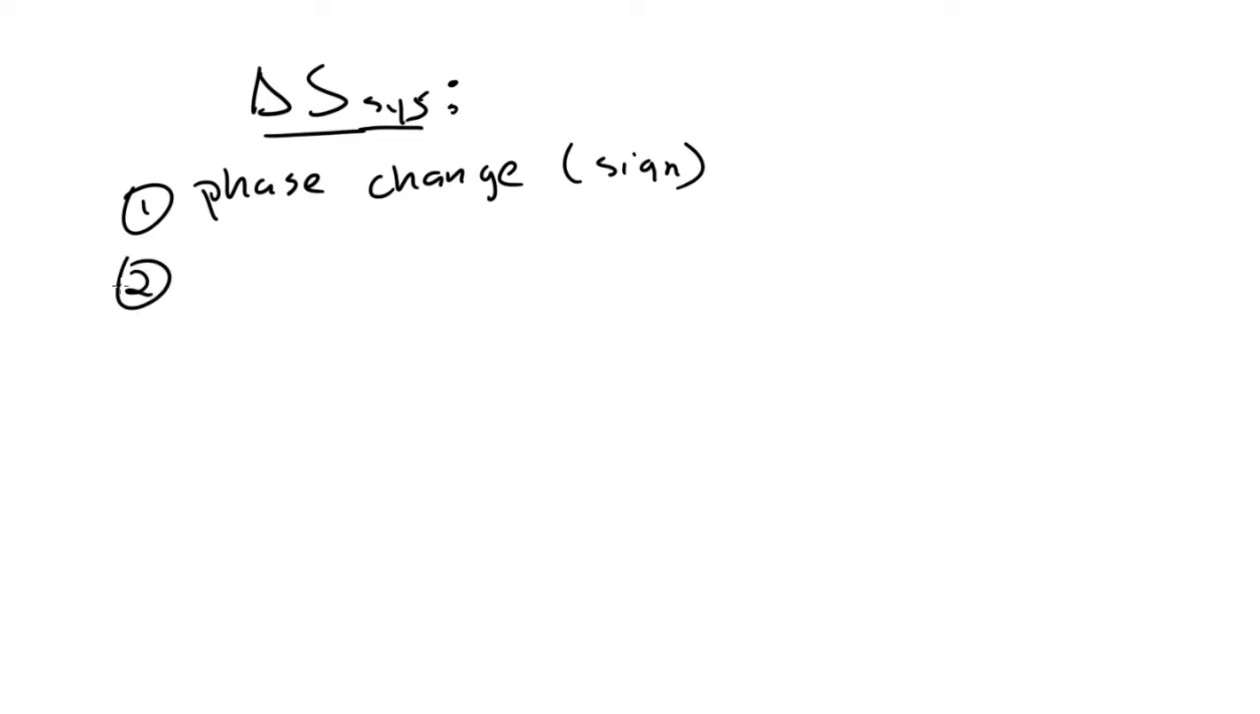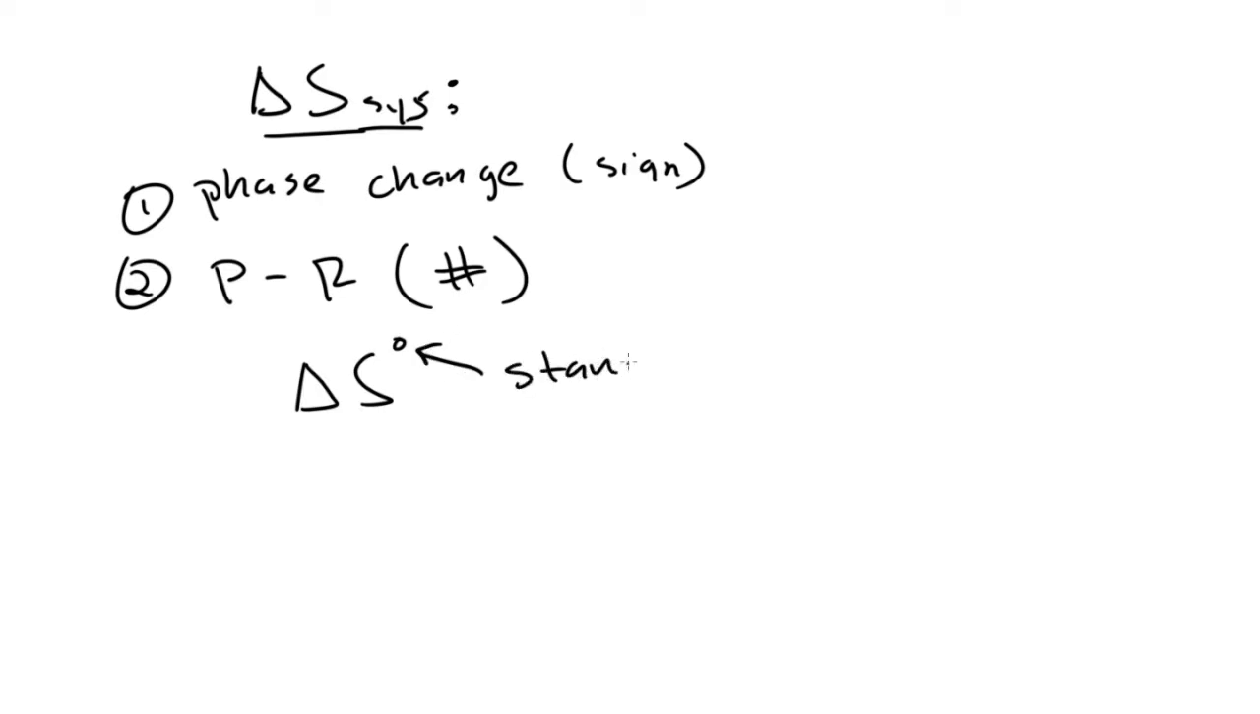Another way to get delta S is you can do products minus reactants, and that's going to give you an actual number. So if you want an actual number, you can do products minus reactants, or sometimes they might even just give it to you. They might say delta S, and sometimes they put a little circle right here. All this circle means is standard conditions, which means it's going to be 298 K. That's what you're going to use for standard conditions.